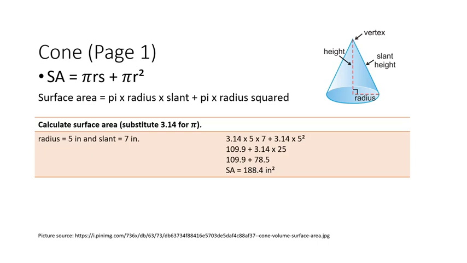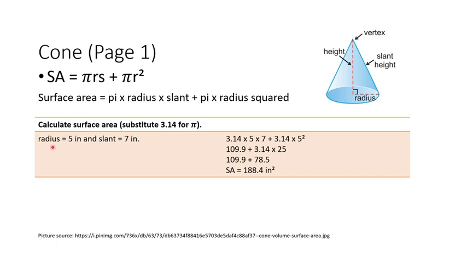Now let's look at the cone. In the formula, we have surface area equals pi times radius times slant plus pi times radius squared. Now, pi radius squared is the area formula for a circle, and notice the base is a circle. So this pi times radius times slant will be for this part here. We're also going to substitute 3.14 for pi.